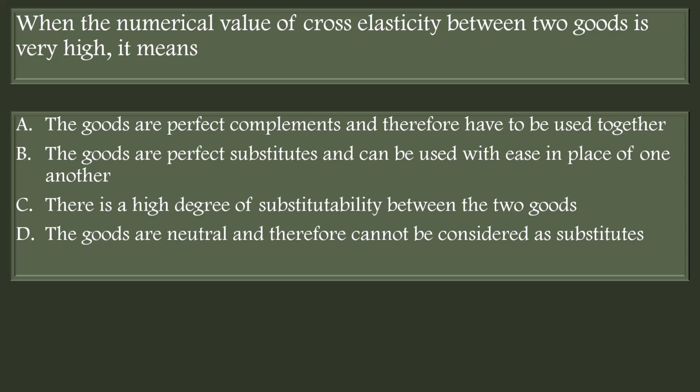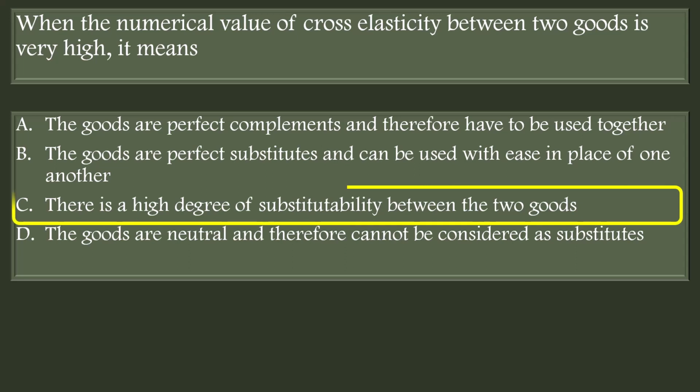When the numerical value of cross elasticity between two goods is very high, it means the two goods are very close substitutes. In other words, there is a high degree of substitutability between the two goods. Option C is the correct answer.